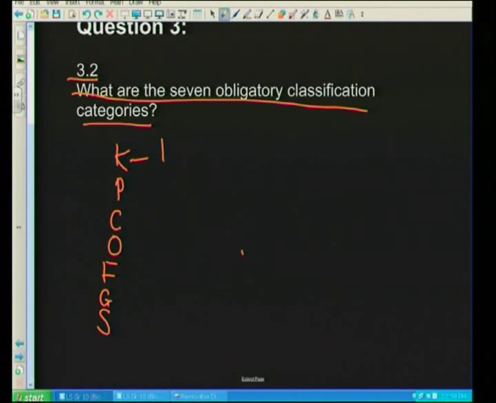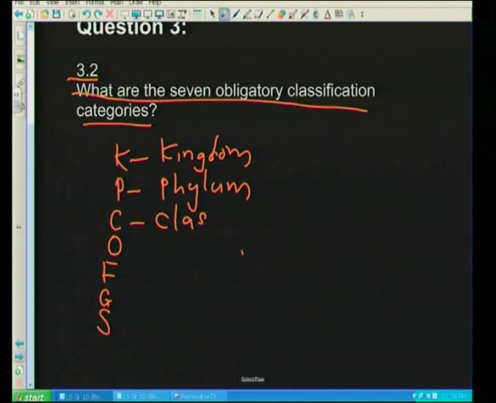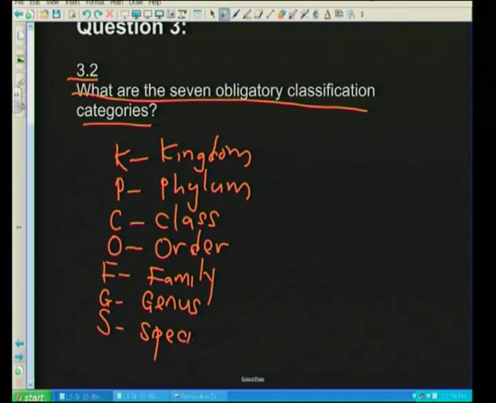K stands for your kingdom. P stands for your phylum. C is your class. O is your order. F is your family, G is your genus, and S is your species.